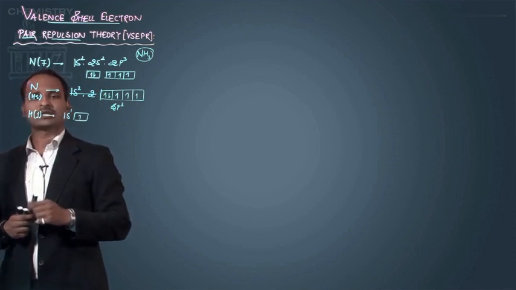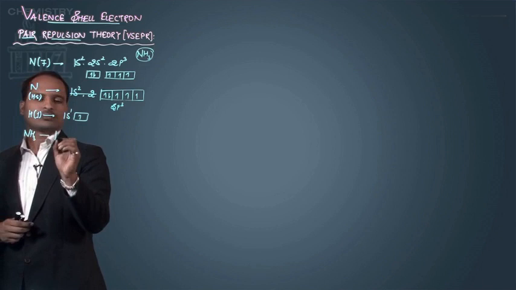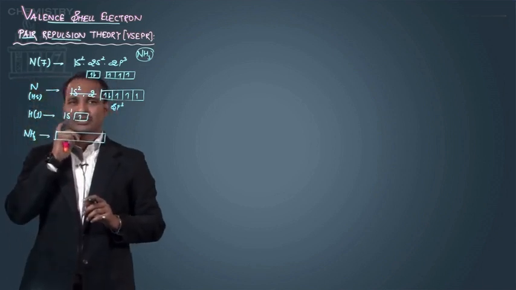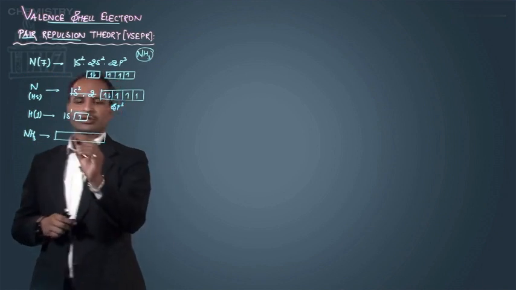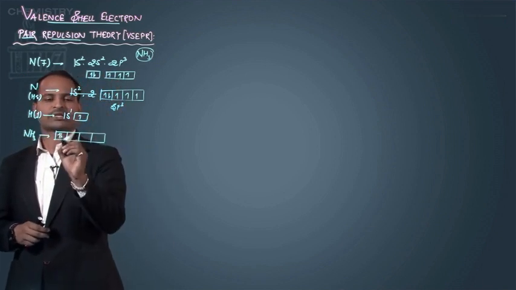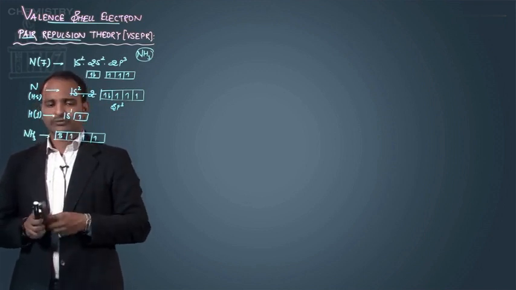Now what happens in case of ammonia? In case of ammonia, that is the NH3 molecule, this is the central atom. The geometry or the properties generally depend upon the central atom. So here we have 4 orbitals of the nitrogen, out of which 1 is completely filled. These 3 are half filled. Now in case of ammonia, what will happen?